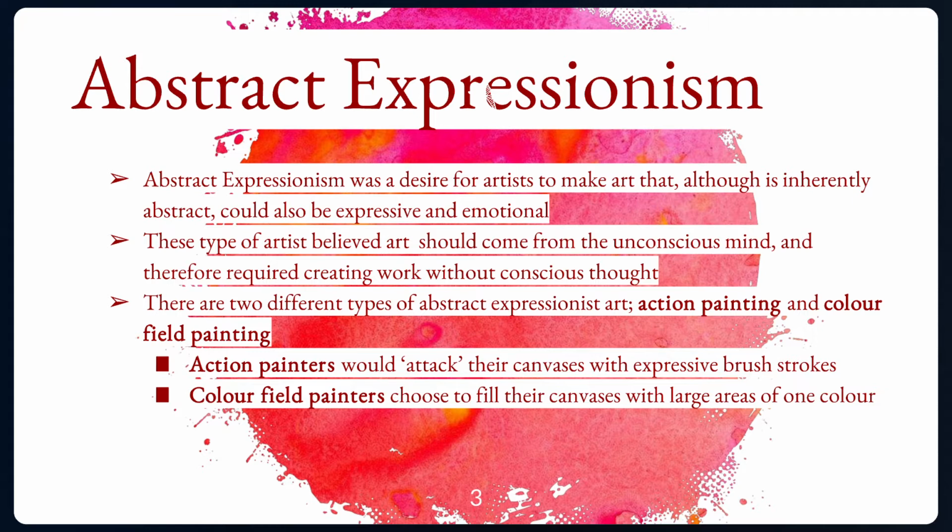These types of artists believed that art should come from the unconscious mind and therefore required creating work without conscious thought. Under this type of art, there are two types: action painting and color field painting. Action painters would attack their canvas with expressive brushstrokes, and color field painters would choose to fill their canvases with large areas of a color.